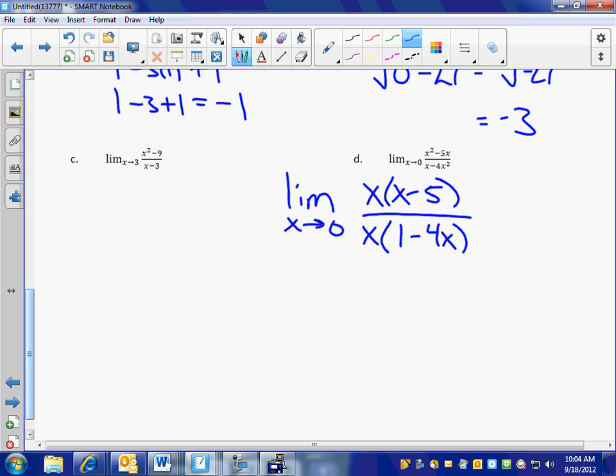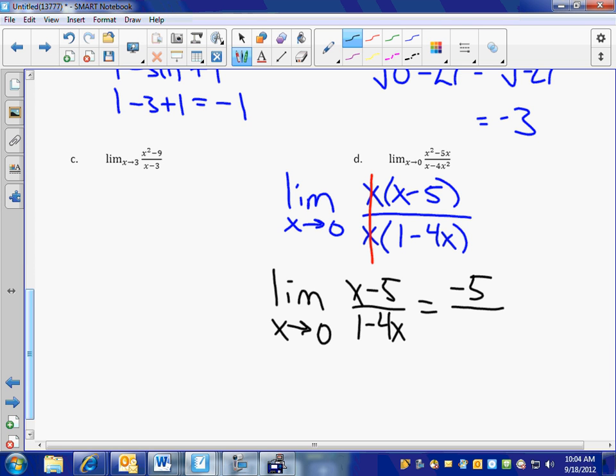Okay. The x's cancel. So I have the limit. If I wanted to write another step, I could. So the limit as x approaches 0 of x minus 5 over 1 minus 4x. Can I now plug in 0? I can. So I get 0 minus 5, which is negative 5, divided by 1. Any questions on that?